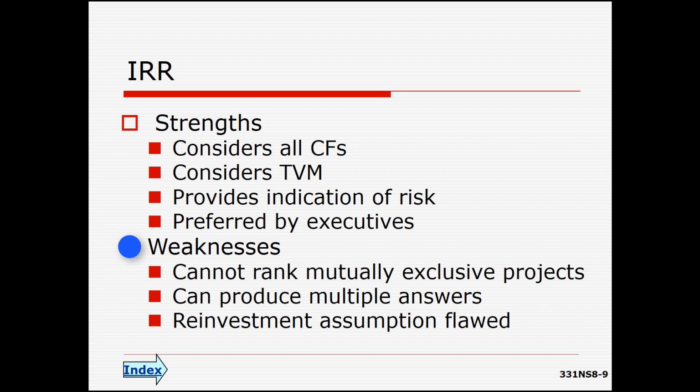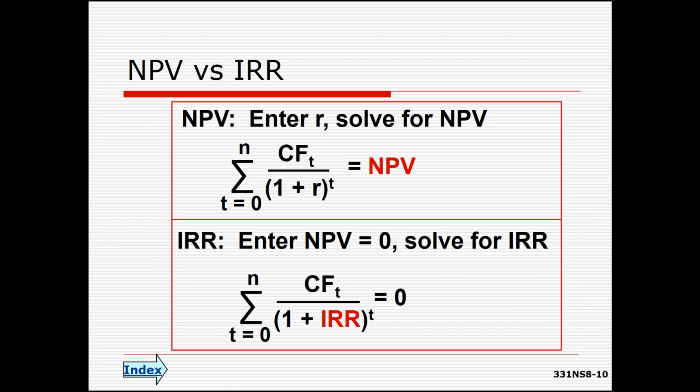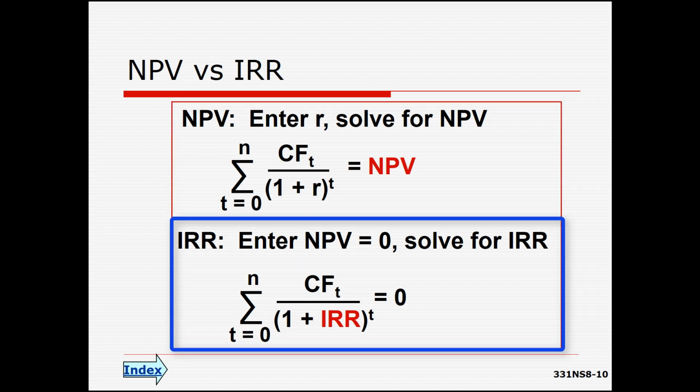IRR does, however, have some serious flaws. As shown, you cannot use it to rank mutually exclusive projects. Two more serious issues are the problem of multiple answers and the reinvestment assumption. IRR assumes that all cash flows are reinvested at the internal rate of return, which is often untrue and will bias the resulting internal rate of return. Looking at the NPV and IRR formulas together, with NPV, we solve for a dollar amount. With IRR, we're solving for the root of a polynomial of degree n.